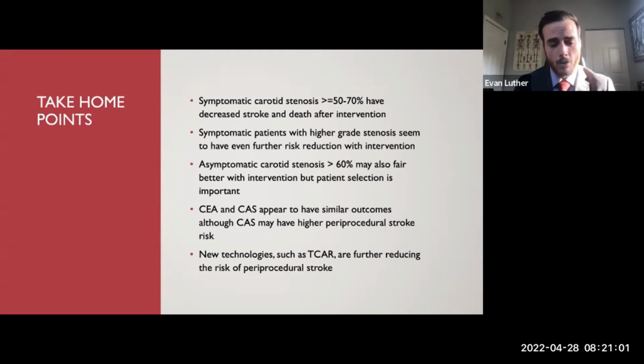And then, overall, endarterectomy and carotid artery stenting appear to have relatively similar outcomes, but carotid artery stenting really has higher periprocedural stroke risk in the majority of trials, even if it remained non-significant. And new technologies such as TCAR are further reducing this risk of periprocedural stroke, so that stenting has become even less risky. But the truth is, as many of you know, there's a nuanced decision-making about patients' anatomy, their age, and their comorbidities, in order to decide whether they're a better candidate for endarterectomy versus stenting.